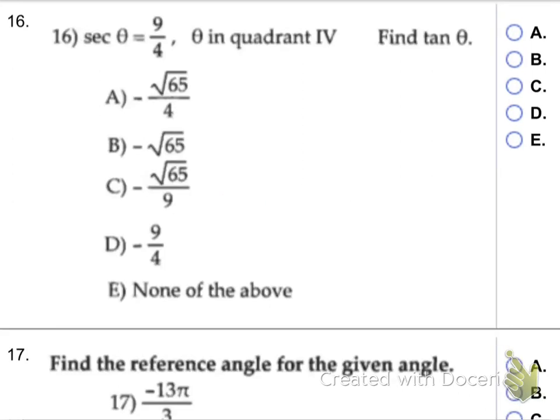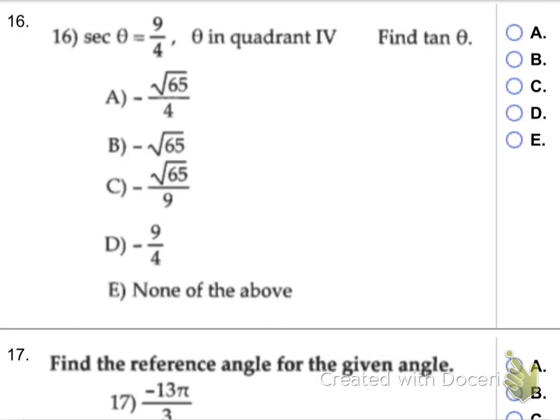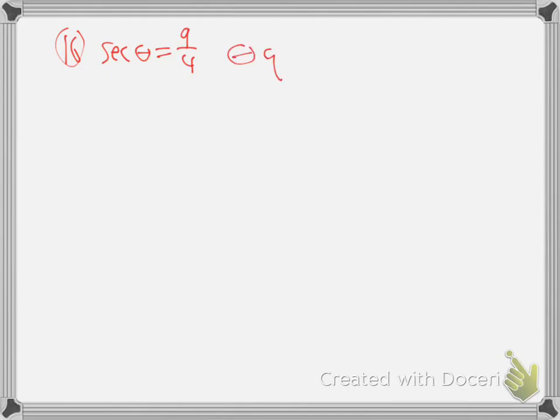All right. So secant of theta is 9/4. Quadrant 4. Quadrant 4, find tangent. All right, give that a try. Number 16. So these are the long ones. Number 3 was not easy. They're giving me quadrant 4. That's nice.